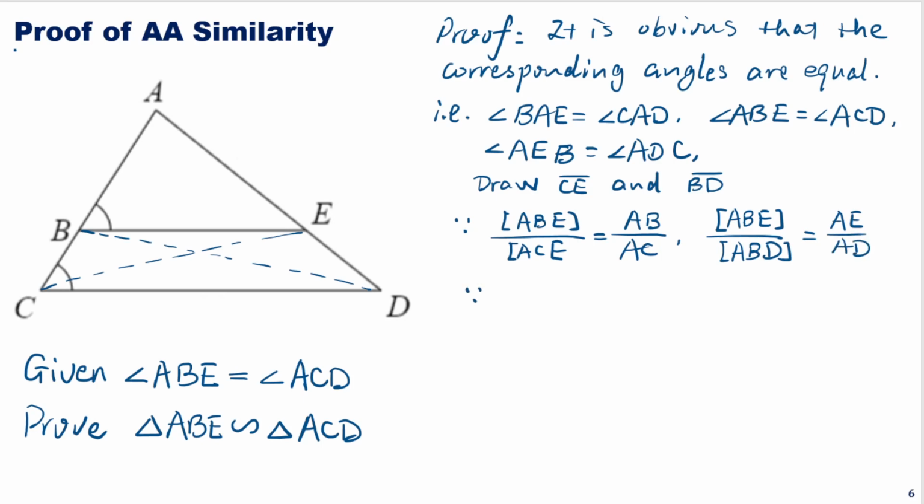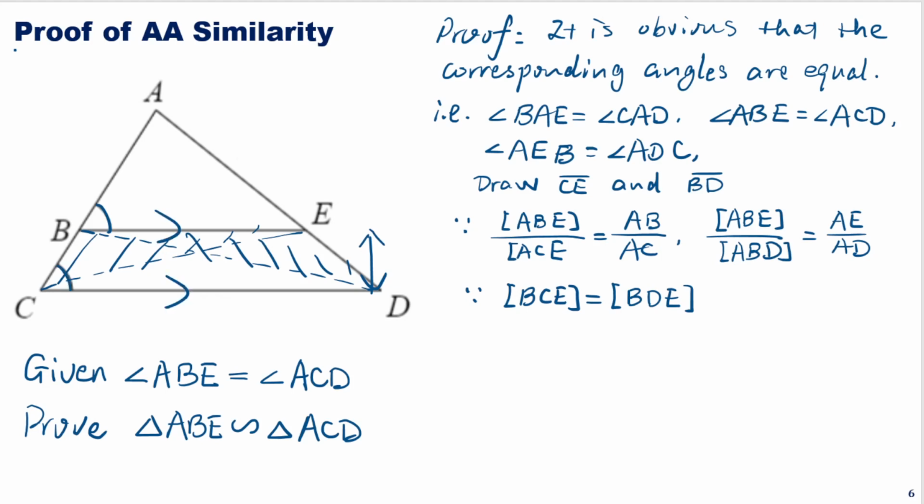And because the area of BCE equals the area of BDE. Can you see that? BCE is here, BDE is this triangle here, because they share the same height, which is the distance between these two parallel lines, right? Because we know these are corresponding angles. Corresponding angles are equal, so these two lines are parallel. If these two lines are parallel, then the distance between the two lines is equal anywhere, right? So these two triangles have the same area.